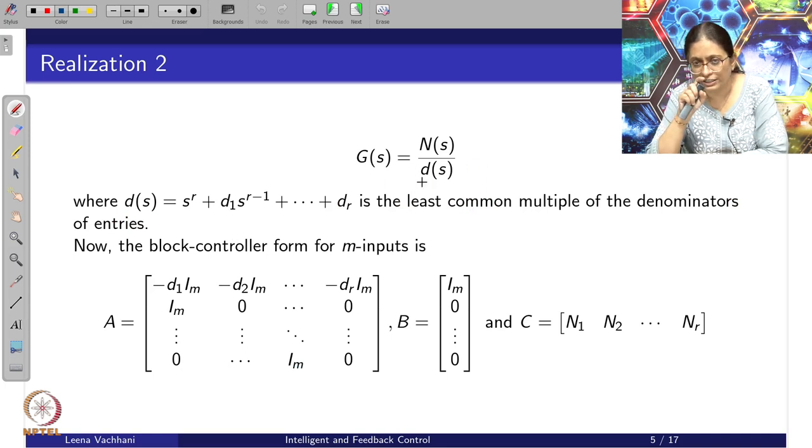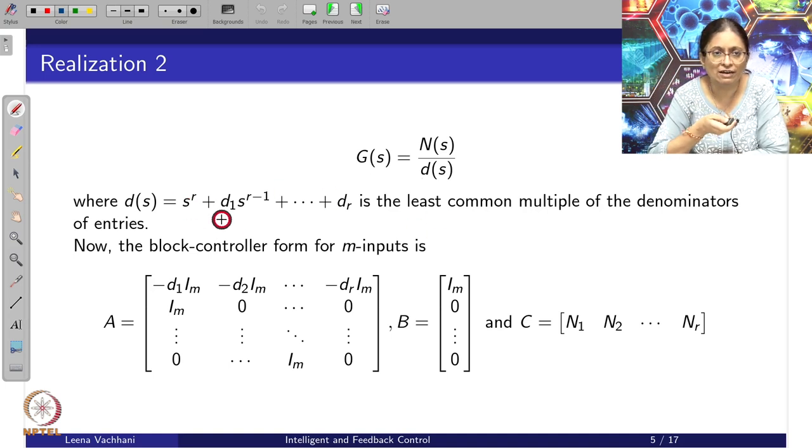Now, in the previous case, we had 4 transfer functions, and from these 4 transfer functions, I consider the least common multiple, LCM, of the denominators of all the entries here. That will give me D of S. Now, as soon as I have D of S, N of S is nothing but the polynomial with individual coefficients as matrices, in the matrix form.